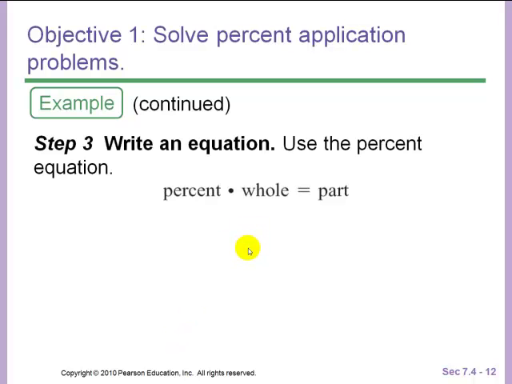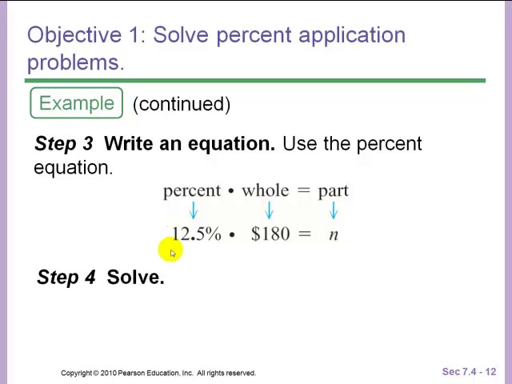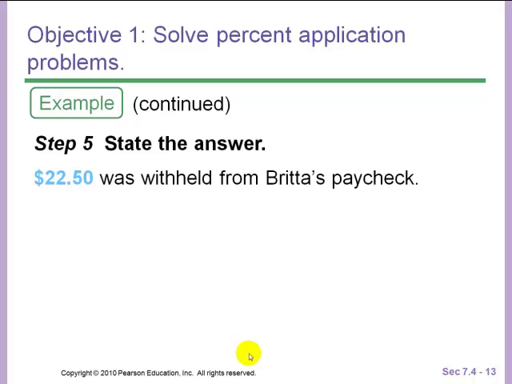If we create an equation, we're using our percent times whole equals part. Our percent is 12.5. Notice how I converted it to the decimal instead of the mixed number 12.5. That's entirely up to you. Our whole paycheck is 180, and we don't know the subset, which is the part or how much you pay in taxes. To solve it, you must put the percent into a decimal, 0.125. We're going to actually do that arithmetic, and you should get 22.5. Since this is a money answer, you should add the extra zero and say $22.50 was withheld from Britta's paycheck.